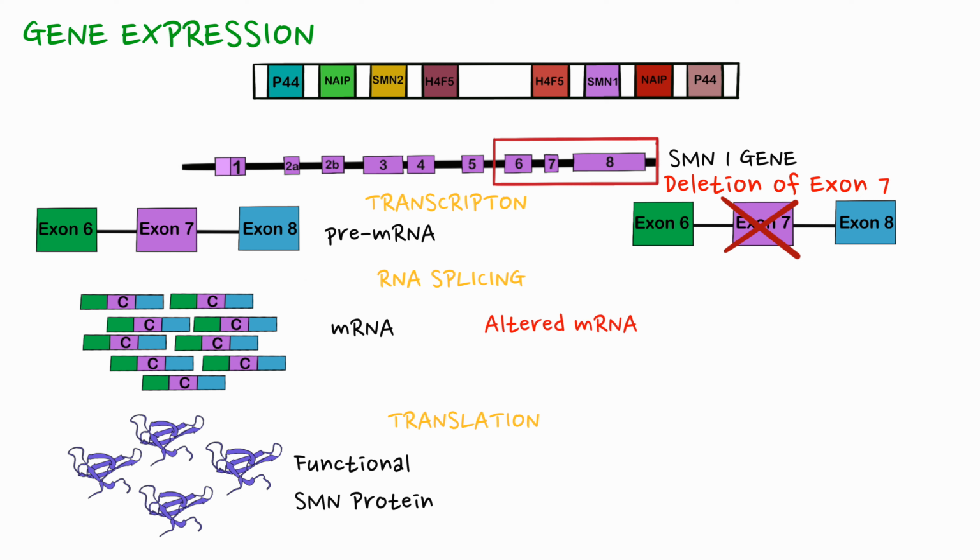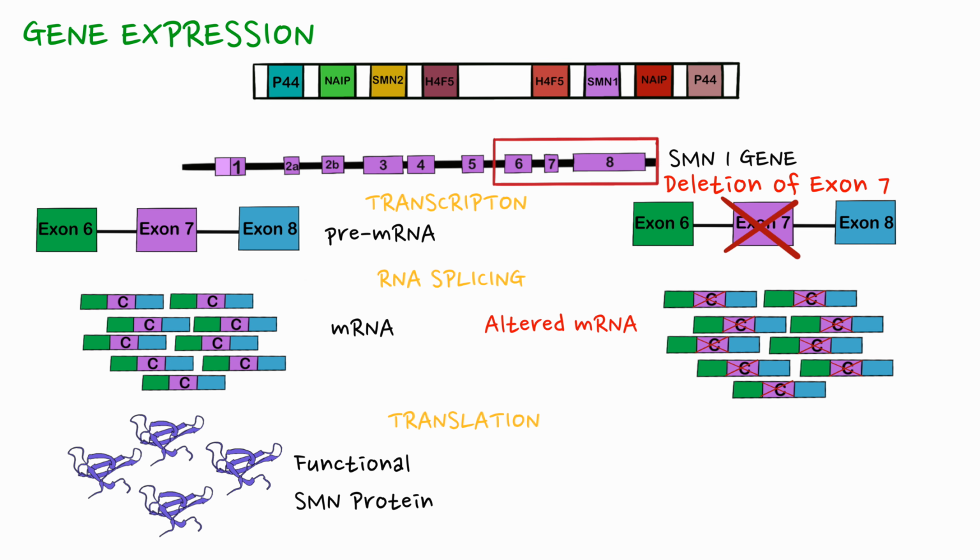The deletion of exon 7 disrupts the normal splicing of RNA molecules transcribed from the mutated SMN1 gene. RNA splicing is a process in which non-coding regions, which are introns, are removed, and the remaining coding regions, exons, are joined together to form a mature messenger RNA, which is the mRNA molecule, as I mentioned previously. Production of a truncated protein.